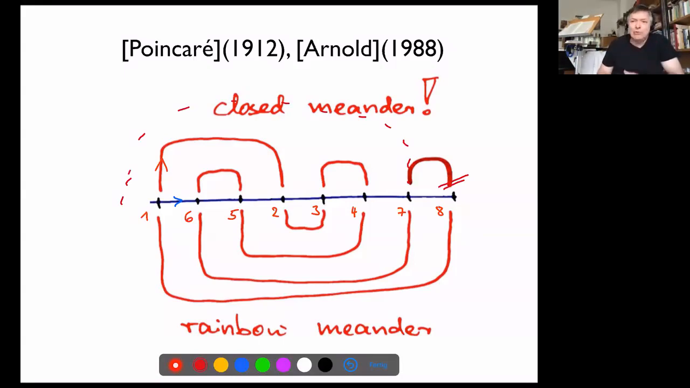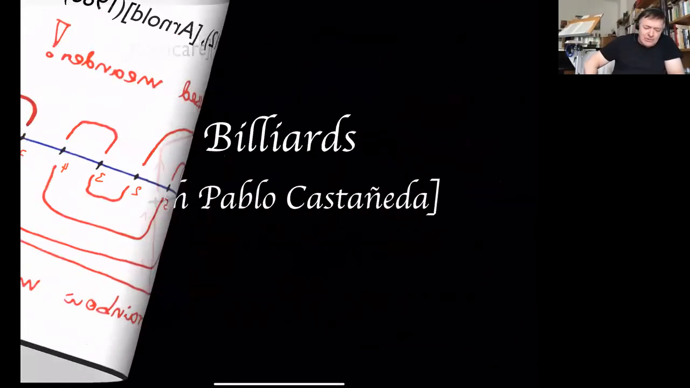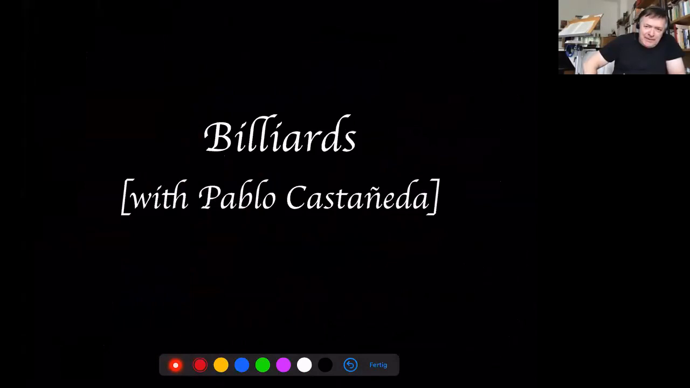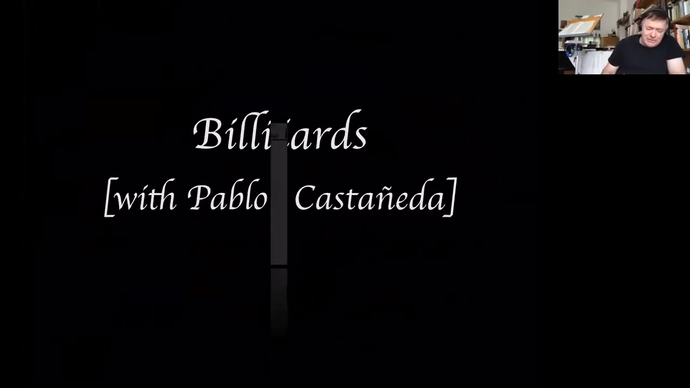Let me talk about closed meanders for the moment. So what is a closed meander? I have a closed Jordan curve, and I enumerate its intersections with the horizontal line. And the only difference to the Babylonians is that I join the beginning and the end of the intestines. Now, let me briefly show you how this relates to billiards. This was work with Pablo Castañeda.